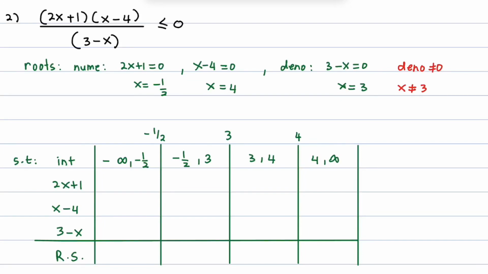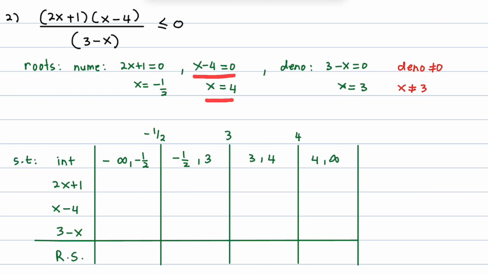Okay, now let's look at the second example. If you are given (2x + 1)(x - 4) less than or equal to 0. Again, you find the roots. So your numerator roots, you have two. 2x + 1 equals 0, you will get x equals negative 1/2. x - 4 equals 0, then you get x equals 4.